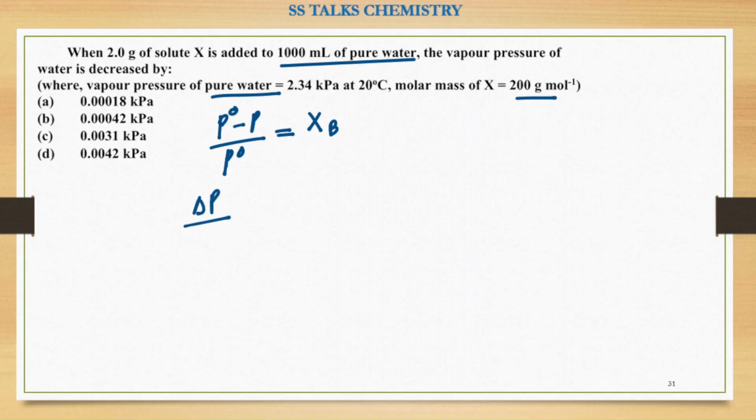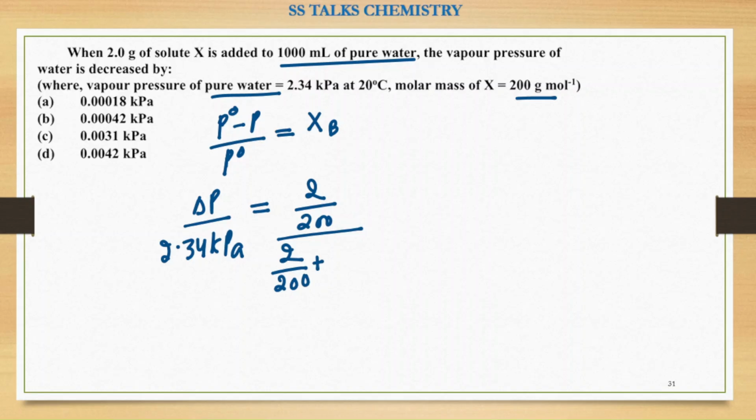This P naught minus P is what we have to find, which we can write as delta P. The initial pressure is 2.34 kilopascals. This is equal to the mole fraction of the solute added. The given weight is 2 grams and its molar weight is 200 grams. In the denominator are the moles of solute plus moles of solvent, that is 1000 ml of pure water. The density of water is 1 gram per ml, so 1000 grams of water. The molar mass of water is 18 grams per mole. So just solve this and get your answer.